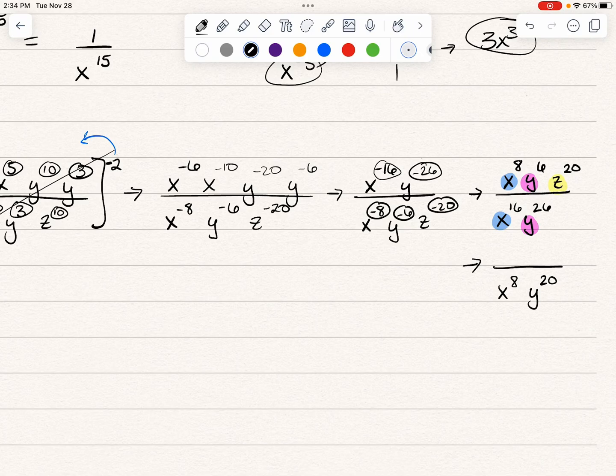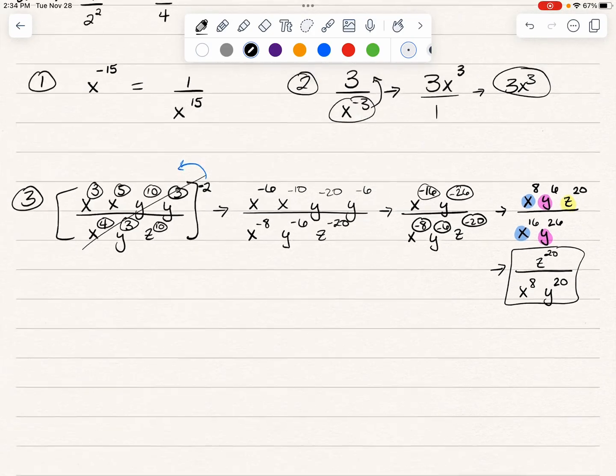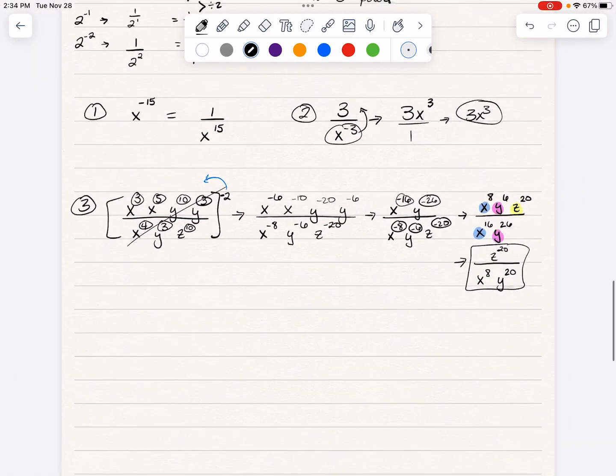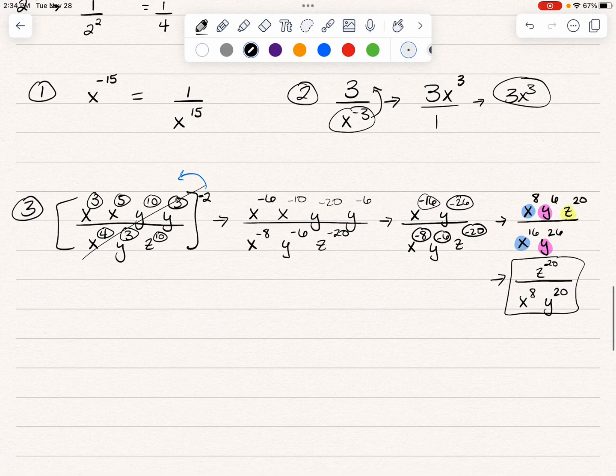And then lastly, we have our base of z, and z is raised to the 20th power. There is nothing left to simplify on that. So this is a good example of where you might have to use all 3 of your rules. You may have to use all 4, right? So different problems call for different rules, but those rules can be combined in order to fully simplify.